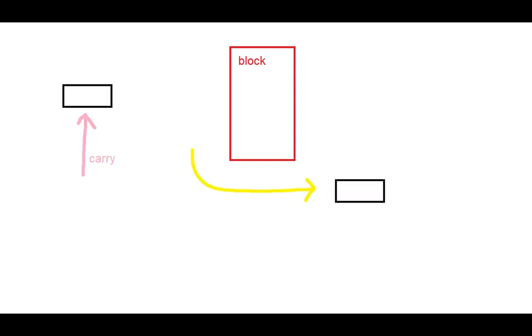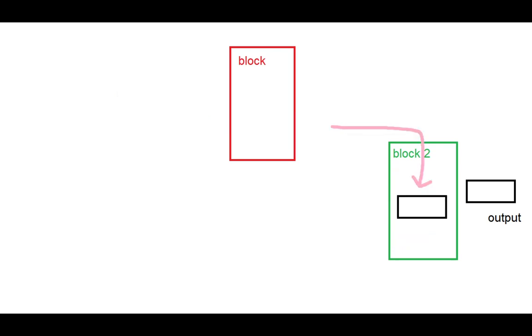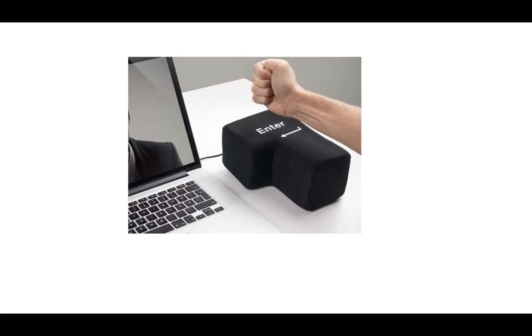You see, if we sent a hay bale through, it will hit the first block and then go towards the output. Now, if we also get a hay bale in the form of a carry, the first hay bale will go through the second block towards the output, even though the second hay bale is supposed to stop this from happening. So, the fix for this was to add another input.